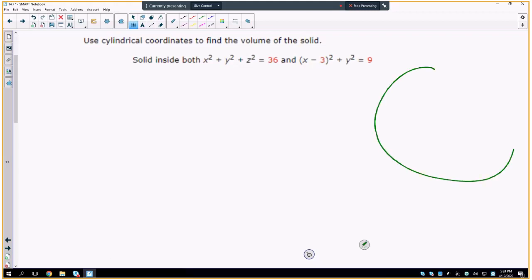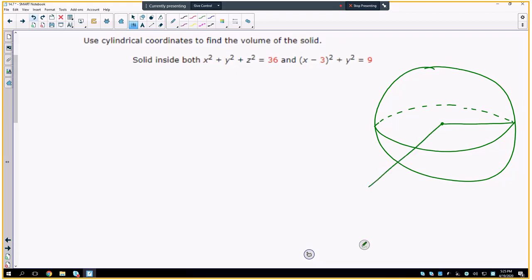So you have this sphere, which is x squared plus y squared plus z squared equal to 36. So the sphere's radius squared is 36 units, so the radius of the sphere will be 6 units. That's the outside boundary. And the inside boundary for the volume that we want to find is the circle on the xy plane, centered at the point (3, 0). So I'm looking at a circle with a shape like this, with the center here.